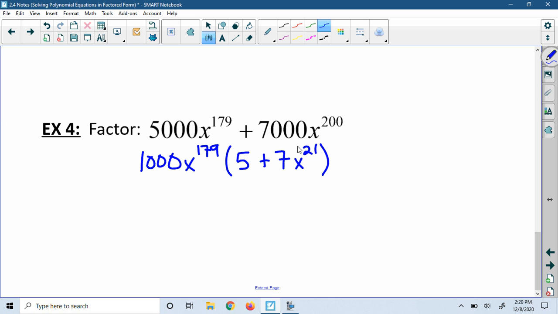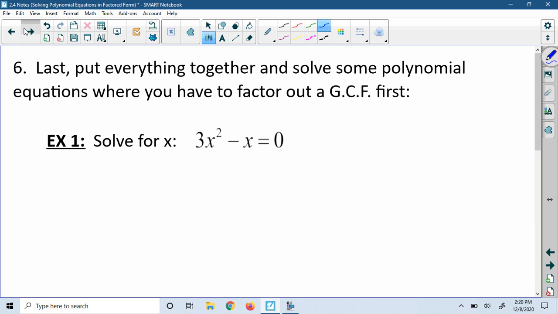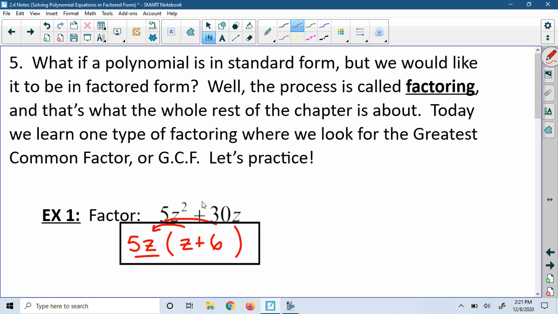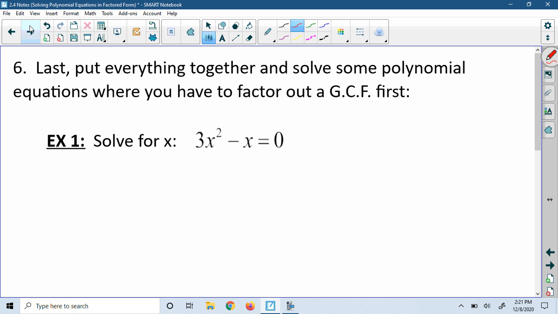Hopefully that's enough examples that you feel comfortable pulling out a greatest common factor. Now, number 6, last but not least, let's pull everything together, and we're actually going to pull out the greatest common factor and then use that to help us solve the equation. So notice these actually have equals 0 on the end, where these ones in number 5 did not have equals anything in there. So now we're actually solving for x.